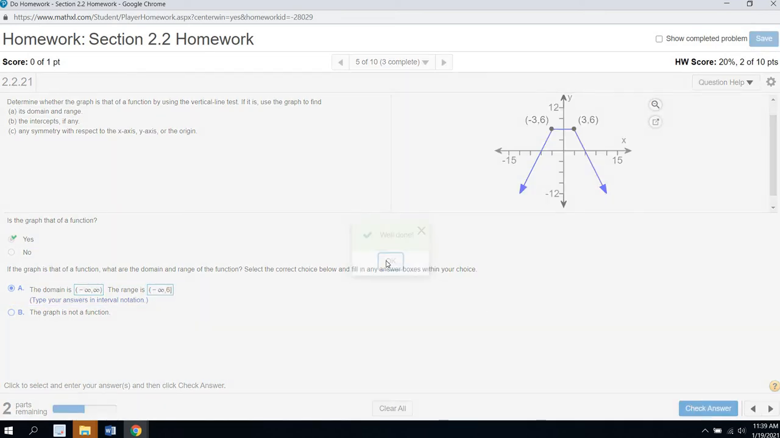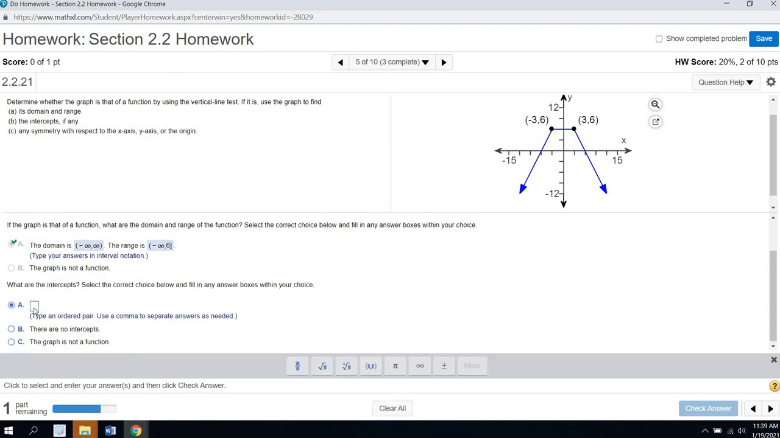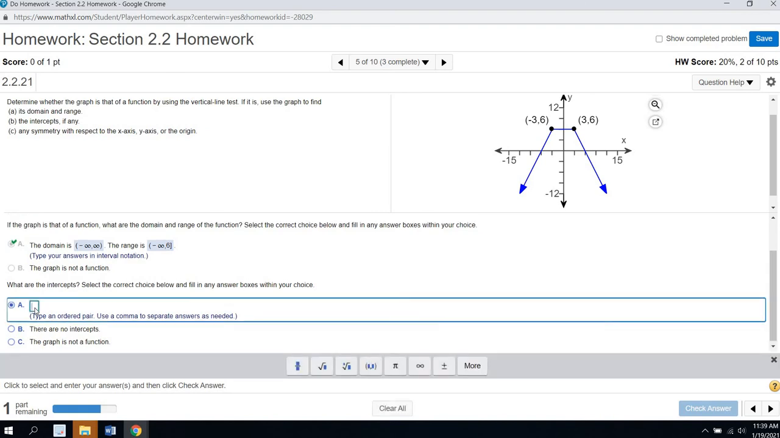So we're really hoping that it's not a function, because then it's fast. You just click graph's not a function every time. What are the intercepts? So where is it crossing? Let's start from left to right. I'm seeing a crossing, and each one of those looks like they're 3. So I think I'm seeing a crossing at -6, 0.